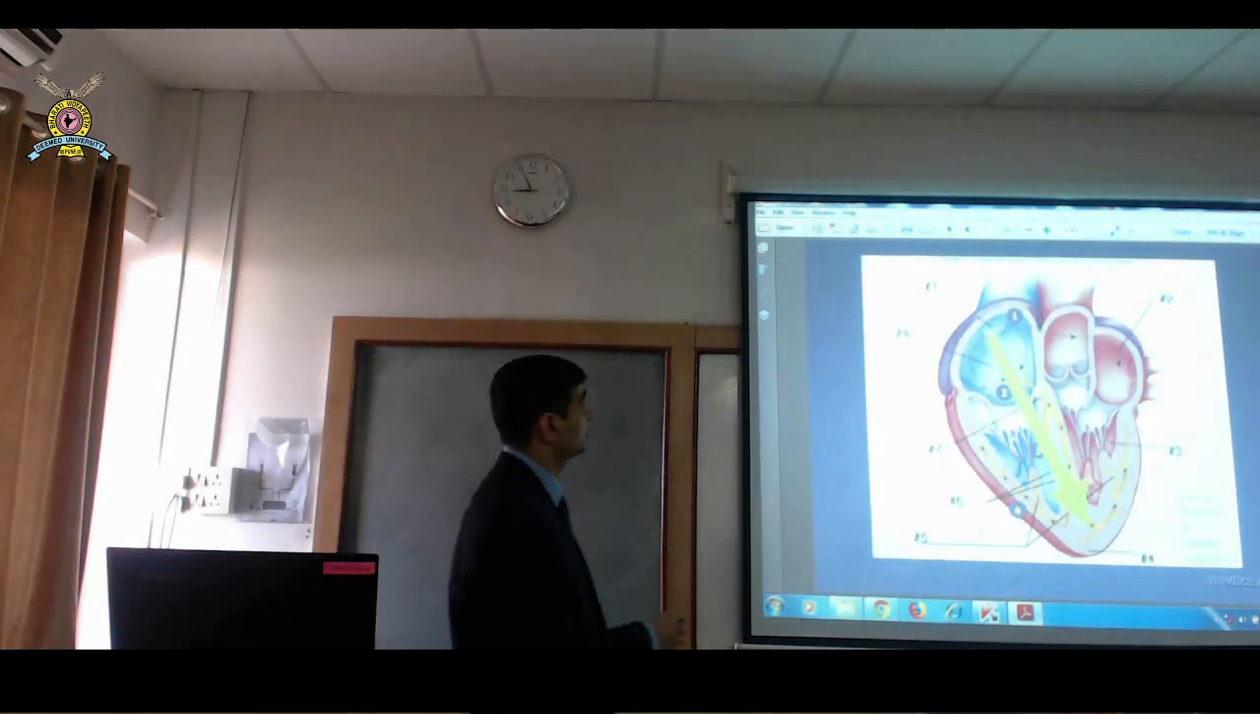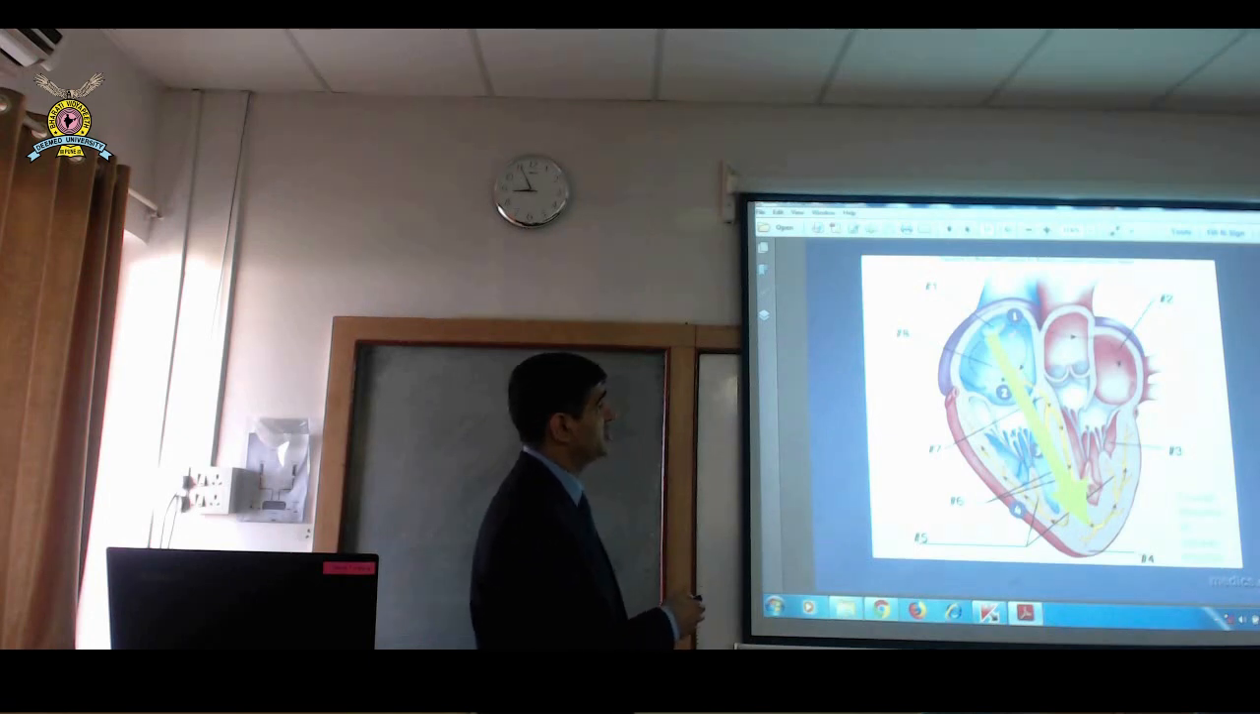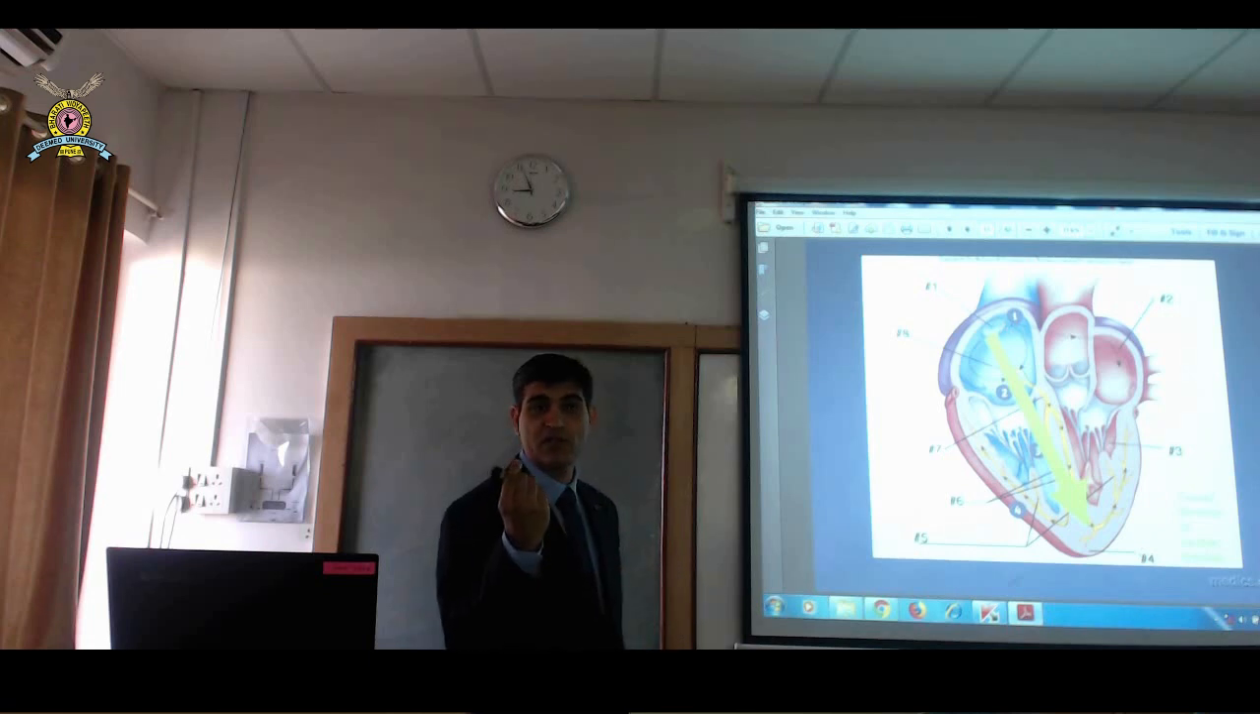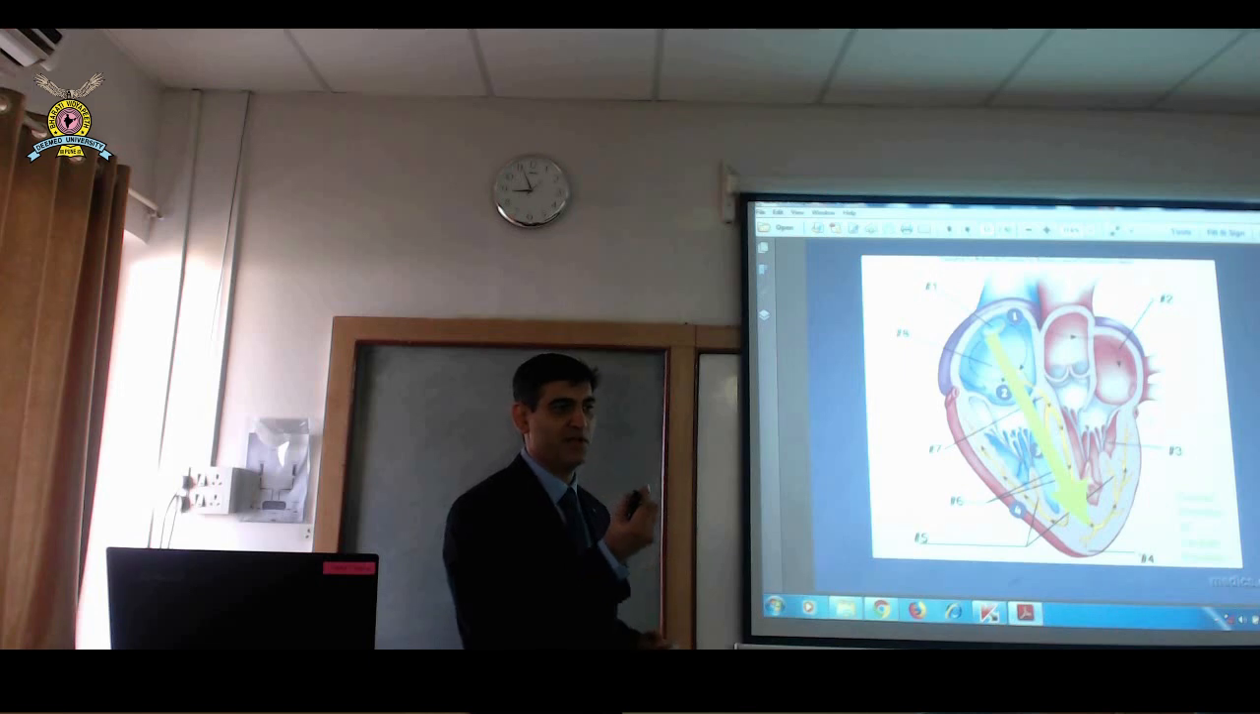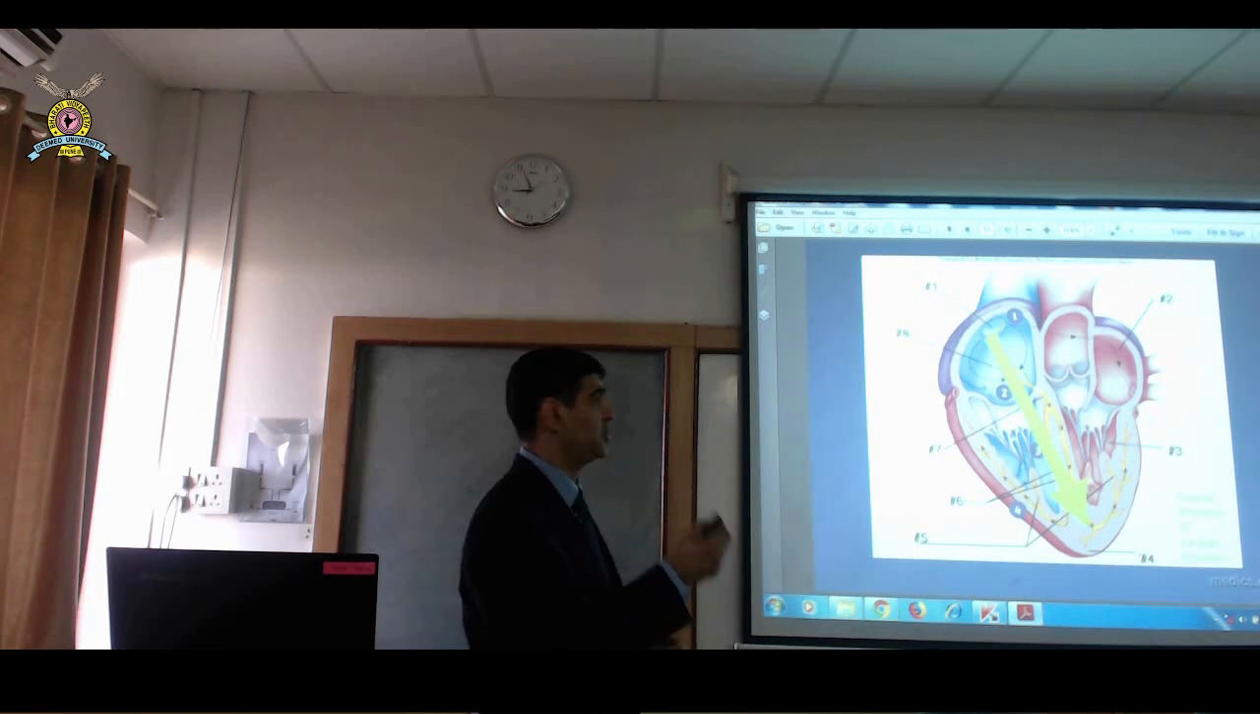So this is the diagram. The SA node is where the SVC opens into the right atrium. This is the IVC opening into the right atrium. So the SA node is located near the opening of the SVC. It's not really a structure; it's a very fine, thin, plate-like thing. If I open the heart and try to feel it, you may not feel much. It's like a thin plate of special tissue.